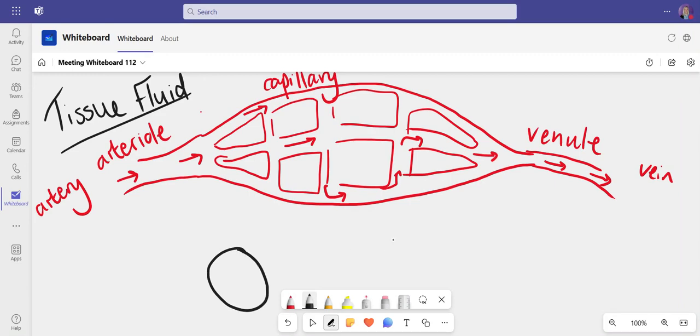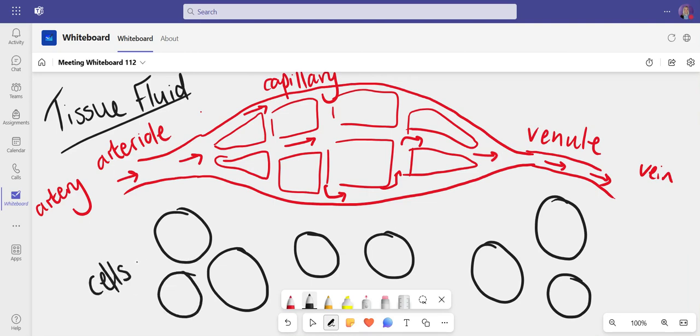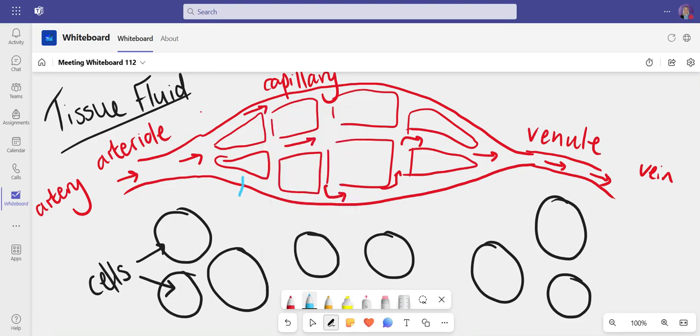So let's draw ourselves some cells. Every single cell in your body respires, that means it does respiration all of the time. So all of these cells here are respiring, and that means they need oxygen. So what happens is the oxygen comes out through these thin capillary walls and into the cells. So here comes the oxygen into our cells by diffusion, high concentration to low concentration.